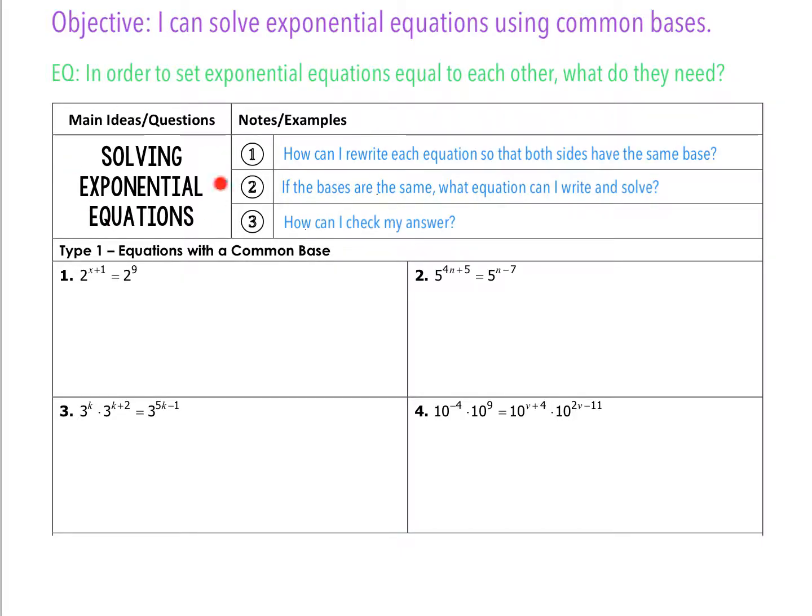So our topic, solving exponential equations, is going to include 3 guiding questions as I work through these examples. The first question is, how can I rewrite each equation so that both sides have the same base? My second question, if the bases are the same, what equation can I write and solve? And my final question is, how can I check my answer? So we're going to start out with some very simple equations where the base is already common, and then we're going to move to some more complicated equations.